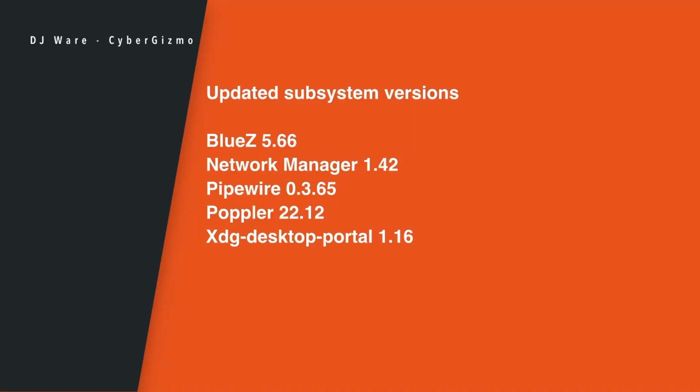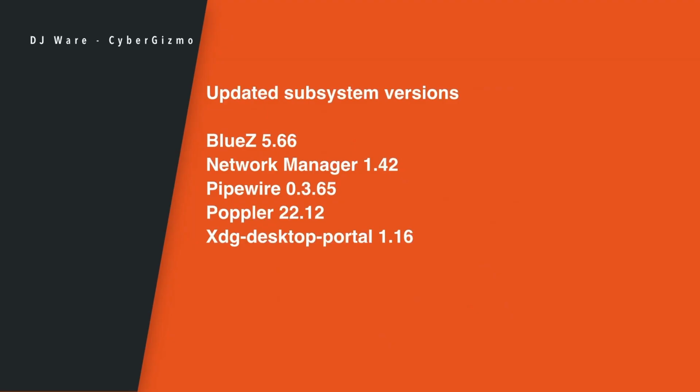There's also an updated subsystem version. BlueZ has been upgraded to 5.6.6. One of the things that you'll find with Bluetooth now, if you have Bluetooth devices attached to your machine, it will show you the last ones used. NetworkManager 1.42, PipeWire is 0.3.65, Puppeteer is 22.12, and XDG Desktop Portal is 1.16.